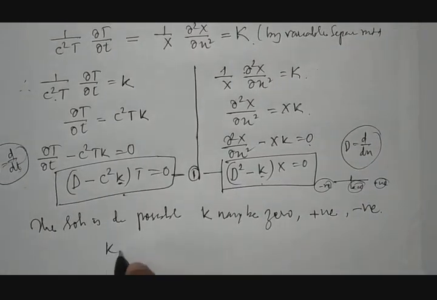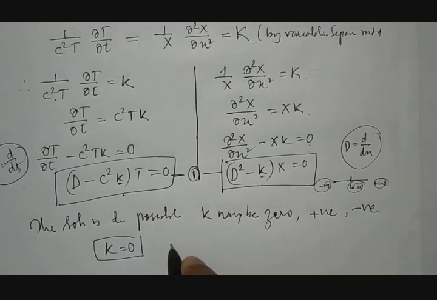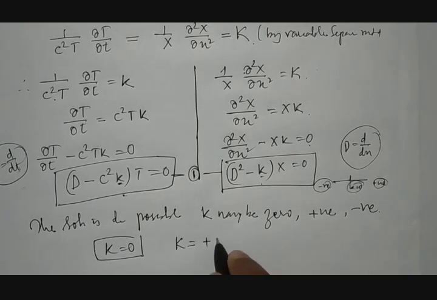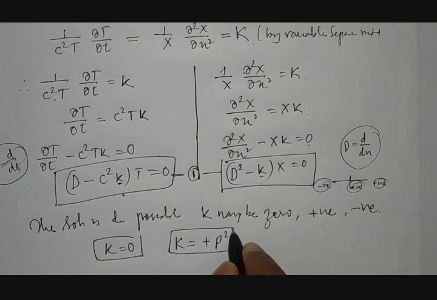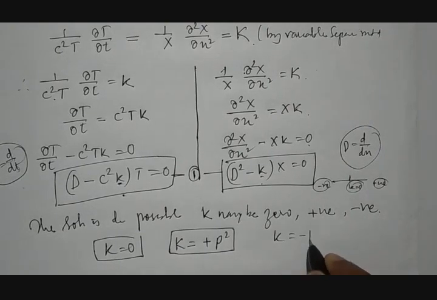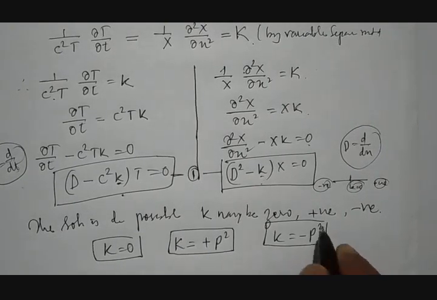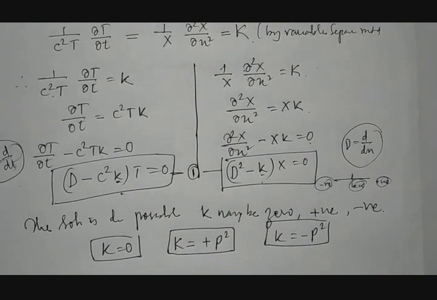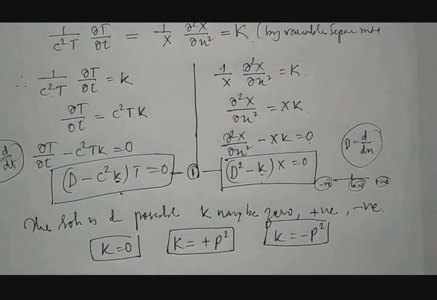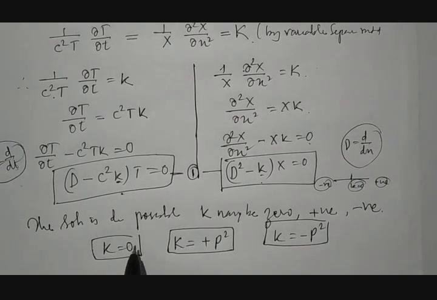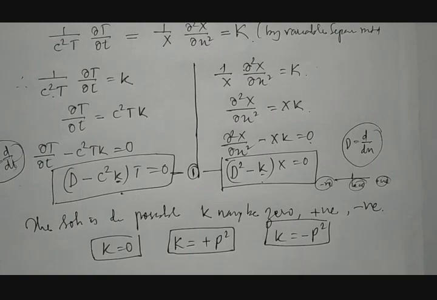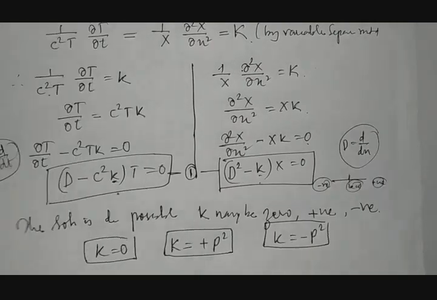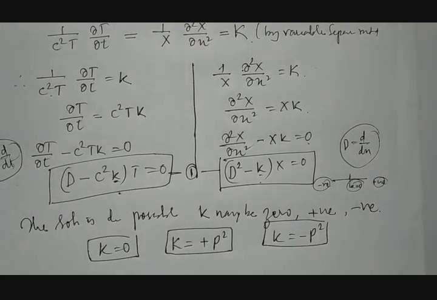Means k is equal to 0, then k positive we take as plus p square, and k negative means minus p square. Then further solution is dependent on the value of k. How we are going to substitute here? So what is the value of k? That has to be understood and taken for the calculation part.